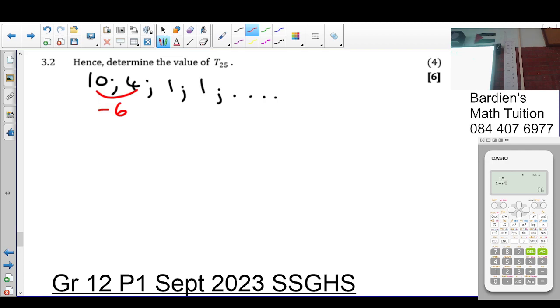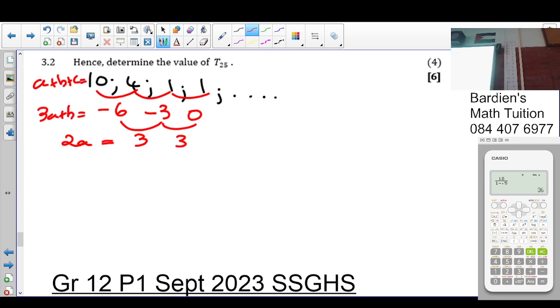That's going to give you minus 6, minus 3, 0. How do I move from there to there? I'm adding 3. Many of you wrote minus 3. So what do I write on the side here? 2a, 3a plus b, a plus b plus c. And that is standard, people.